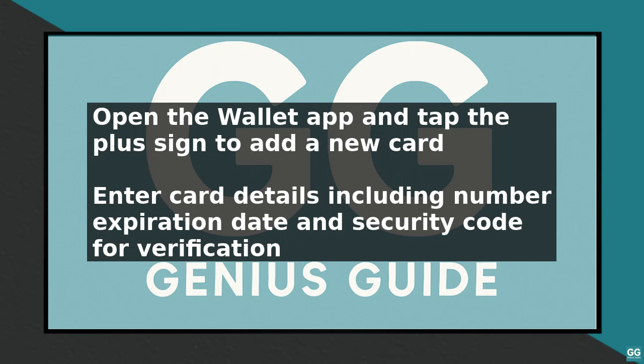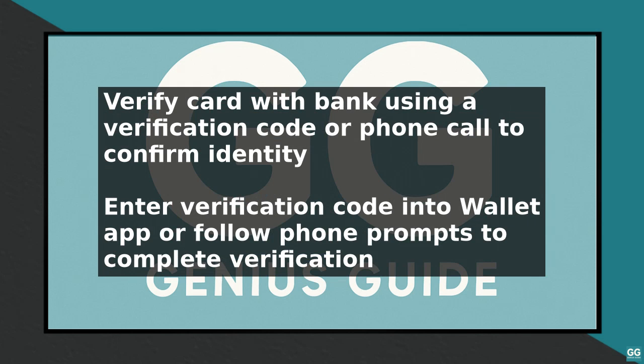This is where two-factor authentication comes in. Your bank may send you a verification code via text message or email, or you may be asked to call a phone number to verify your identity. If you receive a verification code, enter it into the Wallet app to complete the verification process. If you are asked to call a phone number, follow the prompts to verify your identity.